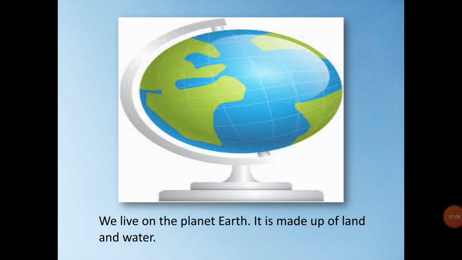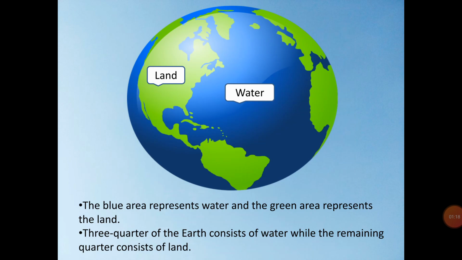This is the picture of a globe. Basically, a globe is the round model of Earth. Let's learn more about it. Students, you all can see the picture of Earth in front of you. The blue area which you can see in this picture represents water, and the green area represents the land.